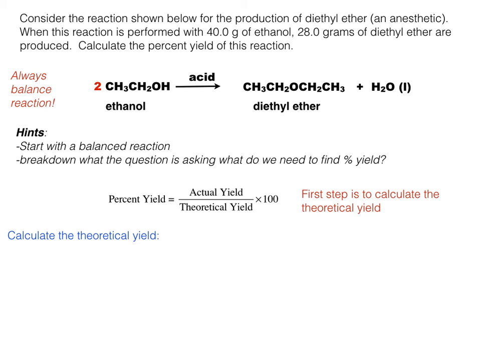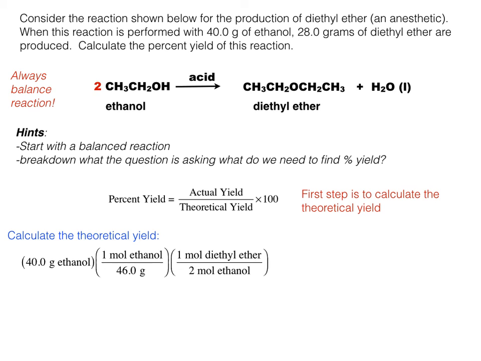So to calculate the theoretical yield, start with what we're given. We're given 40 grams of ethanol. We're going to divide by the molar mass. That would give us moles of ethanol. Multiply by a mole-to-mole ratio, 1 mole of diethyl ether divided by 2 moles of ethanol. That comes from the balanced chemical equation. Then we can convert moles of diethyl ether into grams by multiplying by the molar mass. Plugging it all into your calculator, we get 32.2 grams of diethyl ether. So that is the theoretical yield, the maximum amount of diethyl ether we can make.